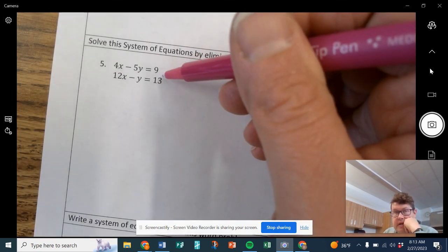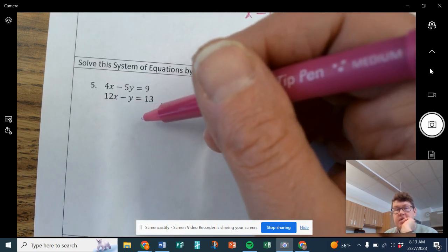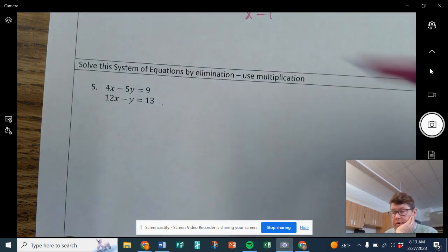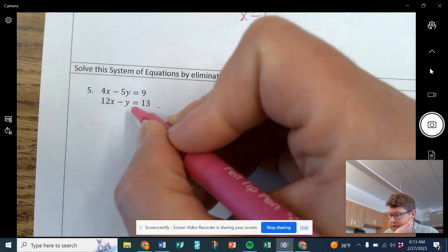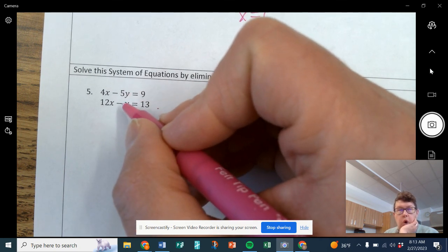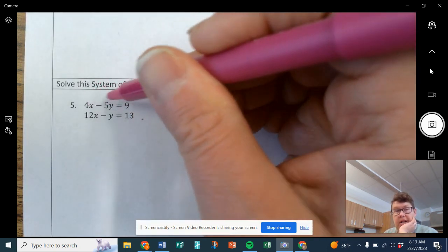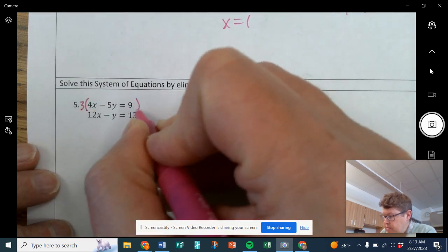Okay, now, sometimes you'll have equations that are in standard form, that is ax plus by equals c, but they don't have the same coefficient. So what you've got to do is figure out what number to multiply one of these equations by. Now, what we could do, we could multiply this second equation by 5 to be able to eliminate our y values, okay? Or we could multiply this first equation by 12 to eliminate our x values. I think that one's a better option. So I'm going to multiply by 12.